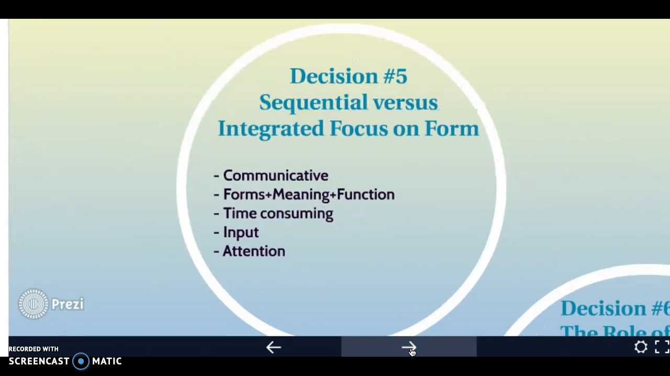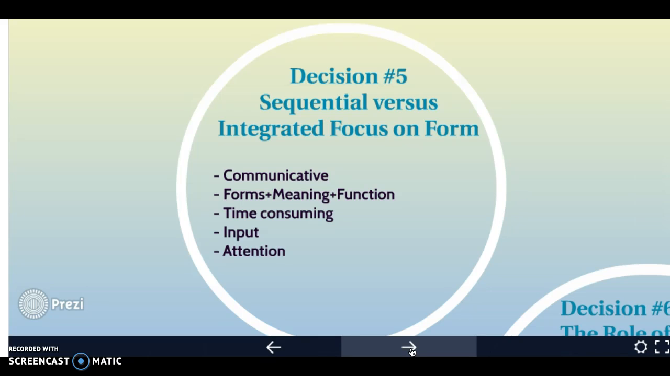Decision number 5, sequential versus integrated focus on form. When focusing on form, it is important to stick to classroom tasks that are communicative and not to language as an object. Lodge and Blave-Roman say that for success, it is necessary to combine focus on form with focus on meaning. Murcia and Larson-Freeman go further in saying that focus on form must include forms, meaning, and function.